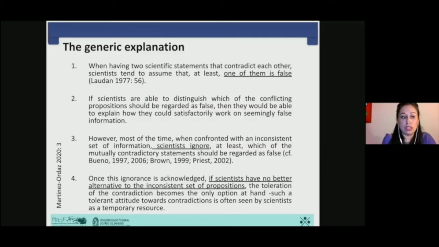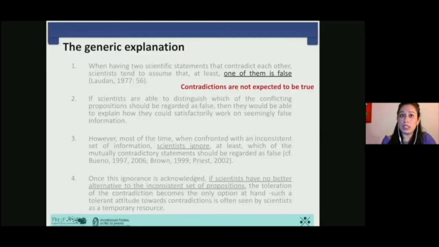We have a lot of literature on how we can rely on abstractions, idealizations, and fictions, and still be rational scientists. So that's the type of phenomena that here is assumed. However, most of the time, when confronted with an inconsistent set of information, scientists ignore at least which of the mutually contradictory statements should be regarded as false. Once this ignorance is acknowledged, if scientists have no better alternative to the inconsistent set of propositions, the toleration of the contradiction becomes the only option at hand, and such a tolerant attitude towards contradictions is often seen by scientists as a temporary resource, especially given the first premise.